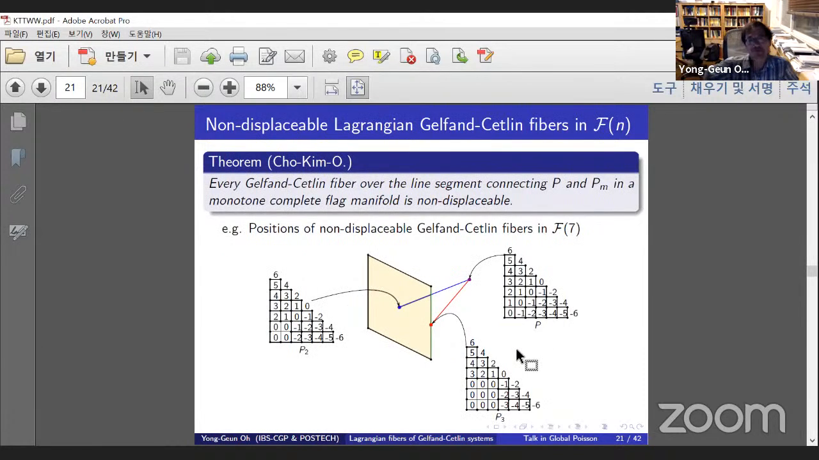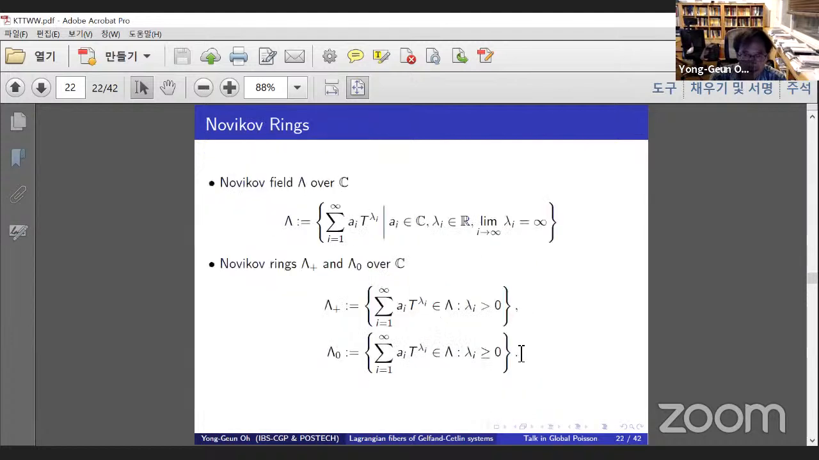Okay. So now this is the end of the first part of the talk, which is about the combinatorial criterion of Lagrangian faces, and the main theorem about the existence of a continuum family of non-displaceable fibers. So the second part of the talk is how do we prove this? And to explain this, I need to go over a little bit of the so-called Floer theory.